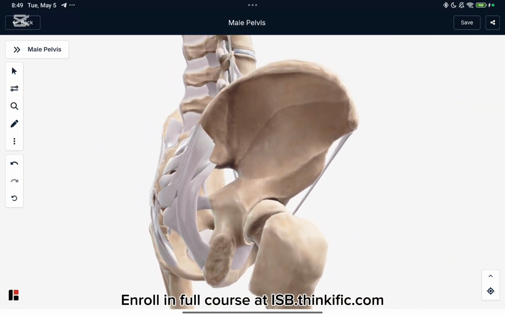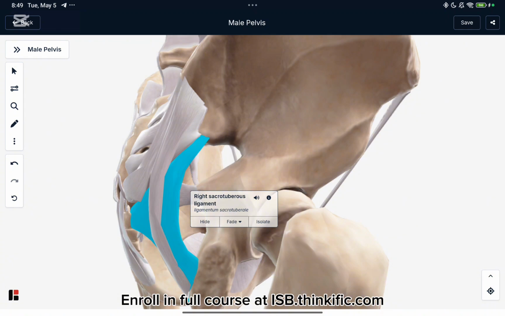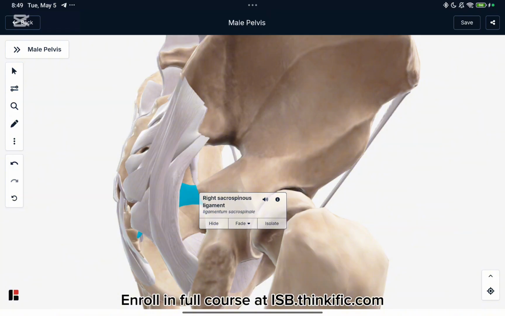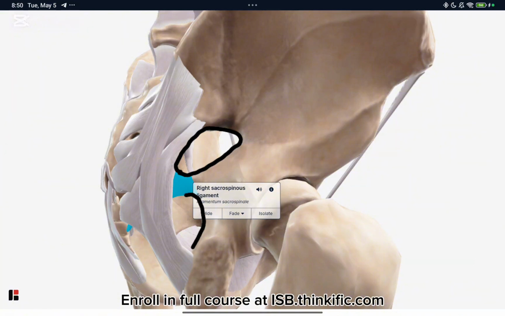As you can see, there are two important ligaments. This one, the sacrotuberous ligament, because it comes from the sacrum and inserts into the tuberosity of the ischium. And the other one that I already told you about, the sacrospinous ligament. These two ligaments convert the notches into foramina. So there will be the greater sciatic notch above the sacrospinous ligament and the lesser sciatic notch below the sacrospinous ligament.